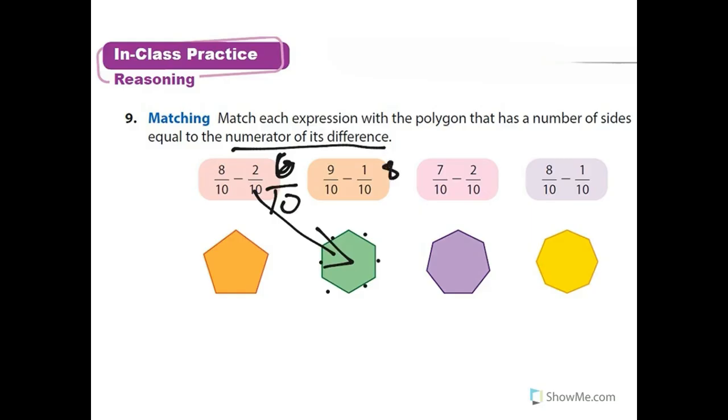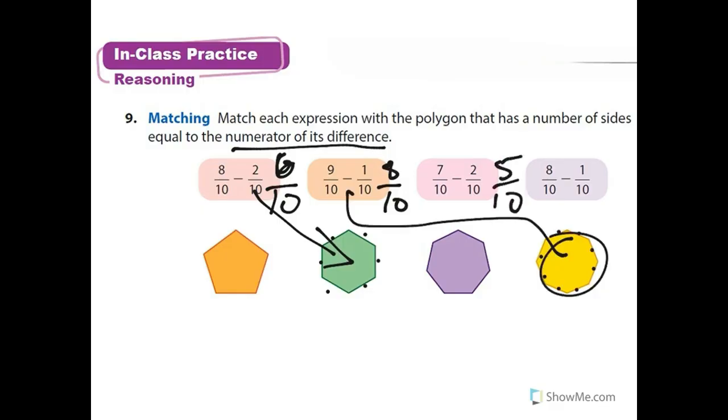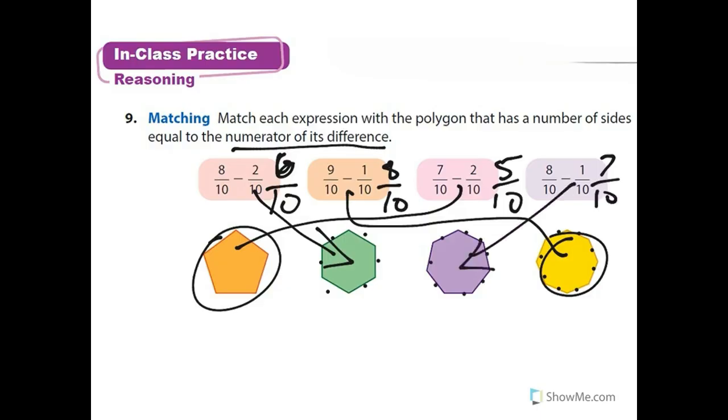9 minus 1 is 8 over 10. I think it's this one. 1, 2, 3, 4, 5, 6, 7, 8. Boom. 7 minus 2 is 5 over 10. Got our pentagon. 8 minus 1 is 7 over 10. So 1, 2, 3, 4, 5, 6, 7 over 10.